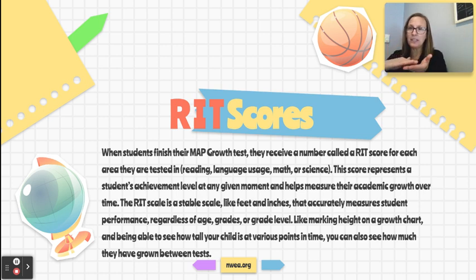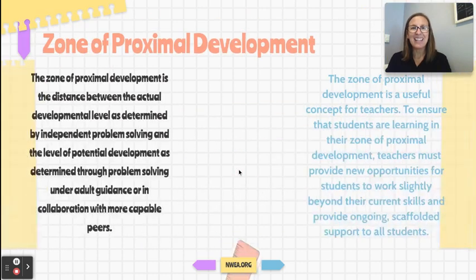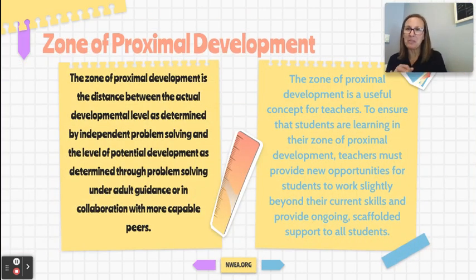So this is where they're at the beginning of the year. We can show growth by raising those RIT scores to show where they will be with the individualized instruction that we're able to give. We're able to take that RIT score and get some information from it so that we can adjust our instruction to fit within the zone of proximal development.